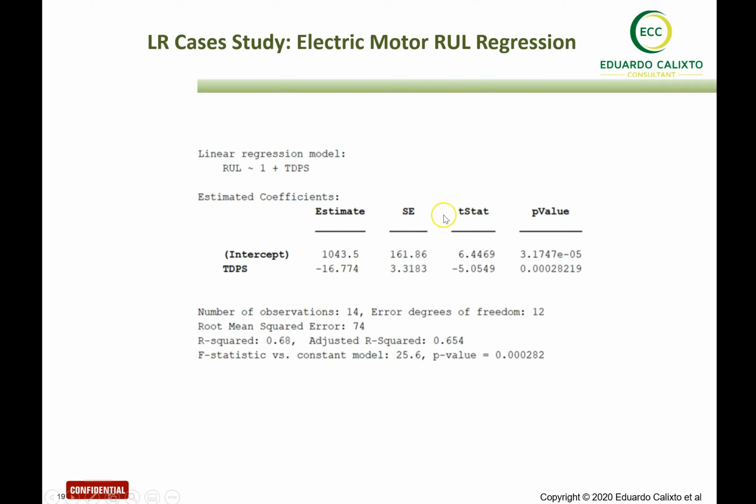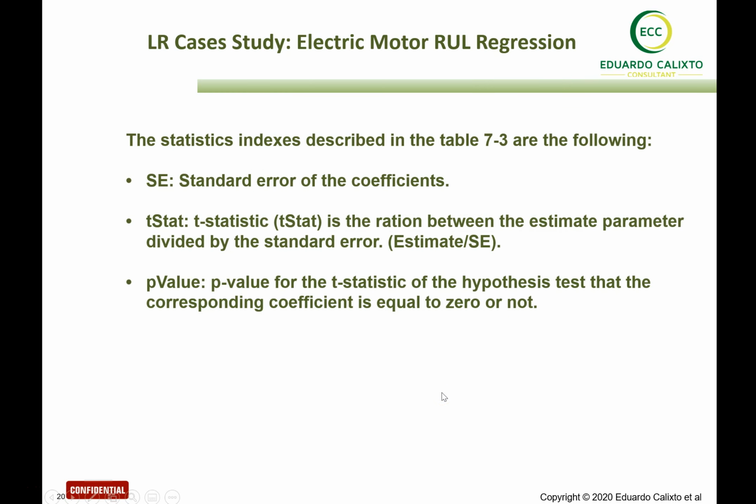Here we have a standard error, t statistic, and p-value for each one of these variables. And here we have additional information about the number of observations and the error degrees of freedom, and root mean square error, as I mentioned before, is calculated here, and the correlation coefficient that is represented by the R square that we have here. So let's understand just what the standard error of the coefficient, the standard deviation, means.